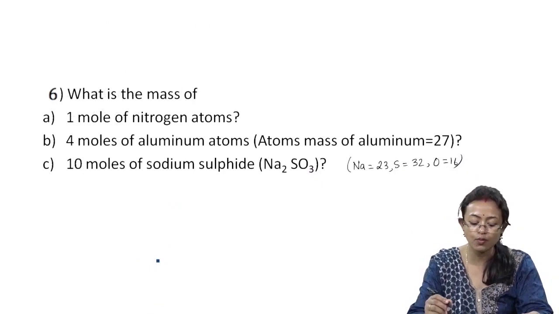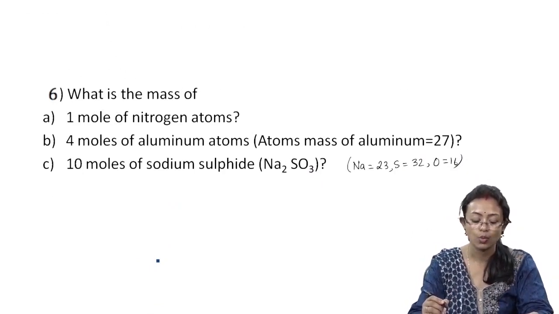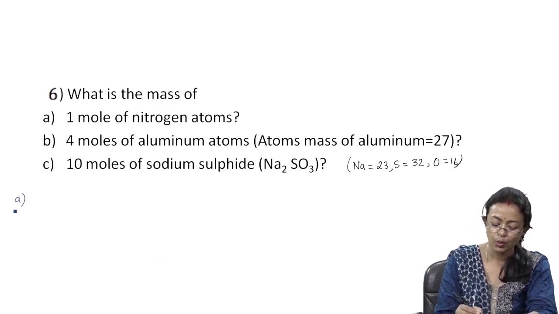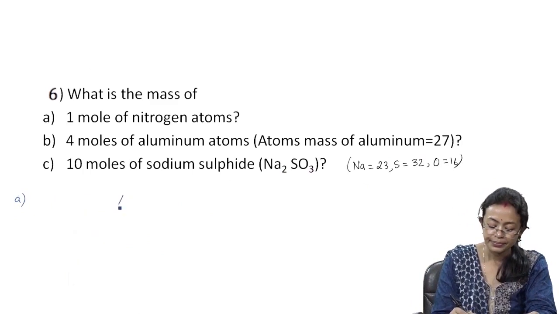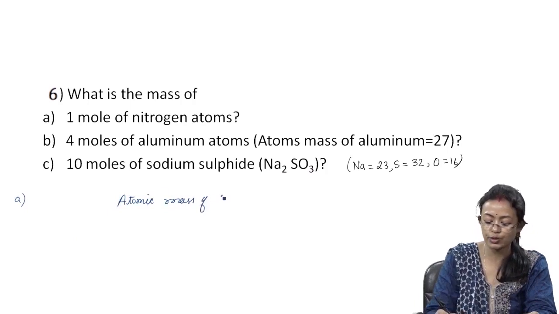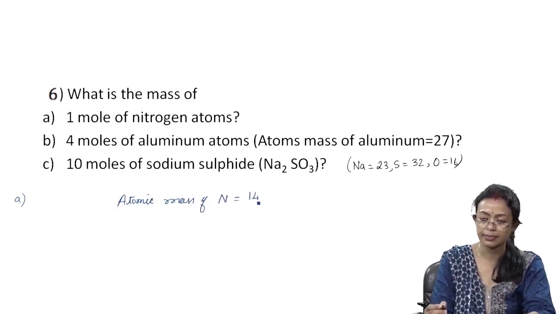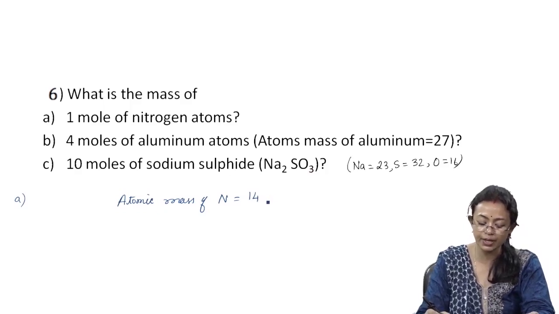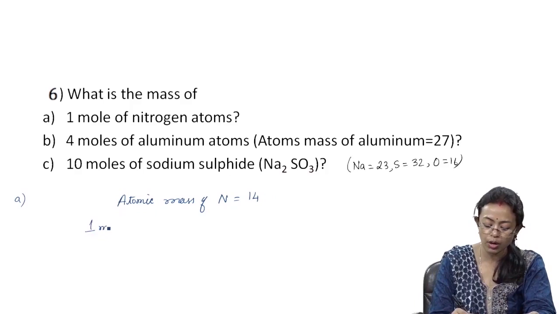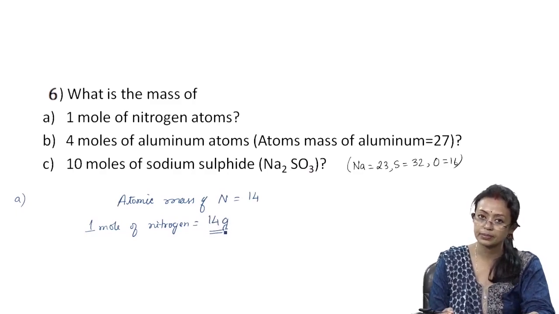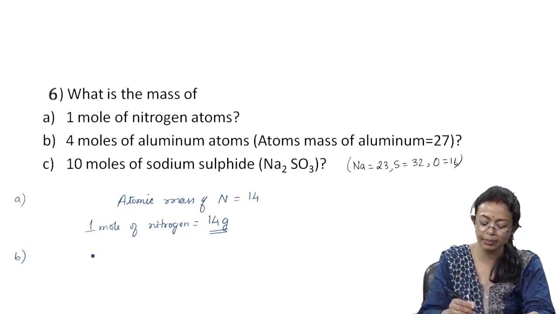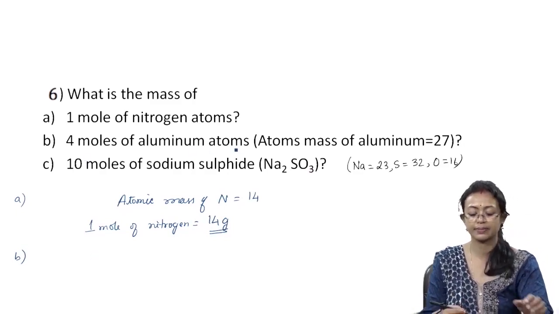Next, what is the mass of 1 mole of nitrogen atoms? What do you think? We know that the atomic mass of nitrogen is equal to 14. Alright, so this is the atomic mass of nitrogen. So 1 mole of nitrogen will be equal to 14 gram. Clear?